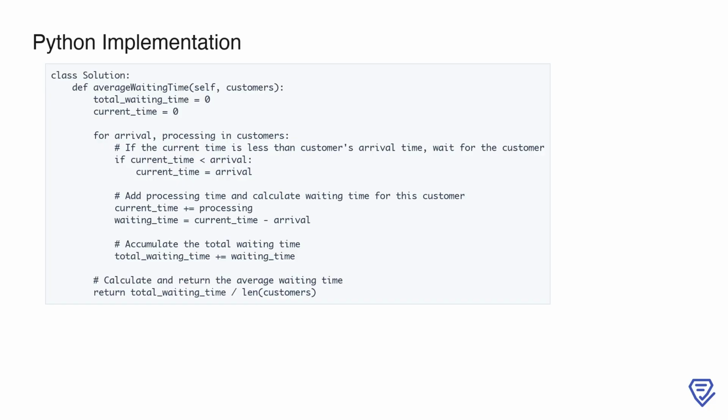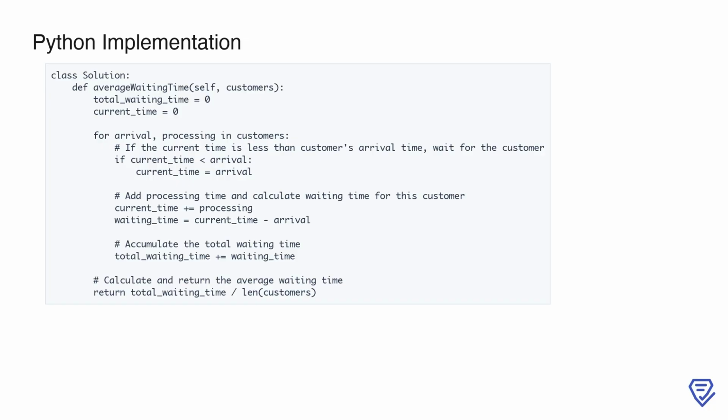The function processes customers sequentially using a loop. For each customer, we first check if the system's current_time is less than the customer's arrival time. If so, the system waits until the customer arrives by setting current_time to the customer's arrival time. Once the customer is being served, we add their processing time to the current_time and calculate their waiting time as the difference between current_time and their arrival time. The waiting time for each customer is added to the total_waiting_time. After processing all customers, the average waiting time is calculated by dividing the total_waiting_time by the number of customers.